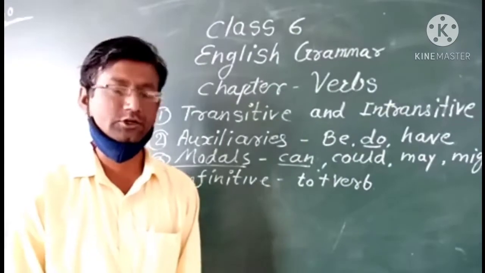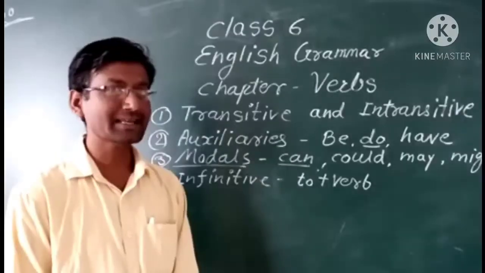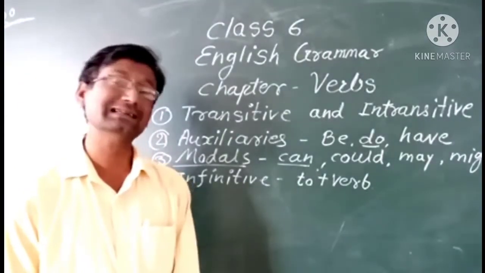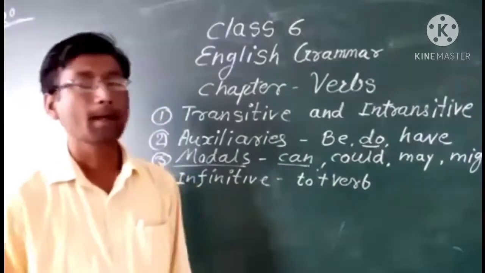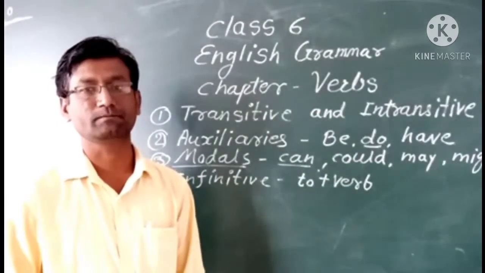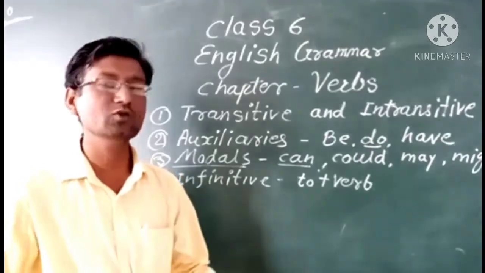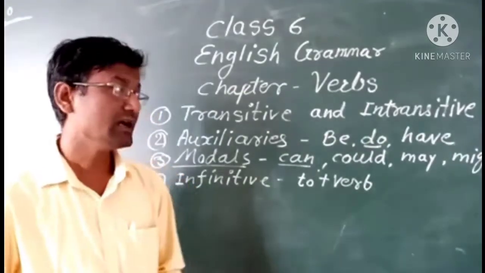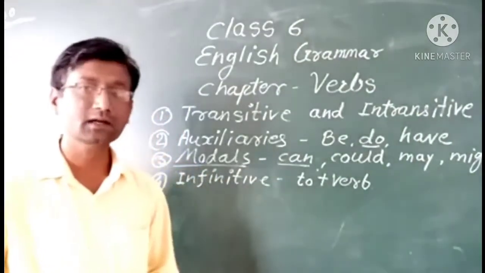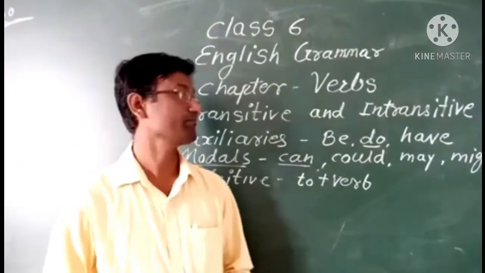Like, I can speak English. This is my ability. Where do you use could? Could is used for past ability. So I could speak, I could do that. That is could. May. We use may to greet someone, to wish someone. May God bless you. May you have a happy journey. We also use may to take permission. Like, may I come in? May I go? May I ask you a question?